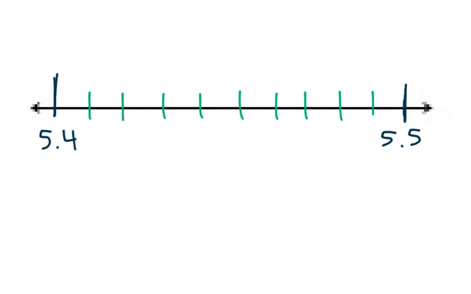So let's say we have a number line between 5 and 4/10 and 5 and 5/10. I want you to find the decimal 5.46, or we could write it as 5 and 46/100ths. Go find that on the number line and click play again when you're ready to check. So go ahead and pause.